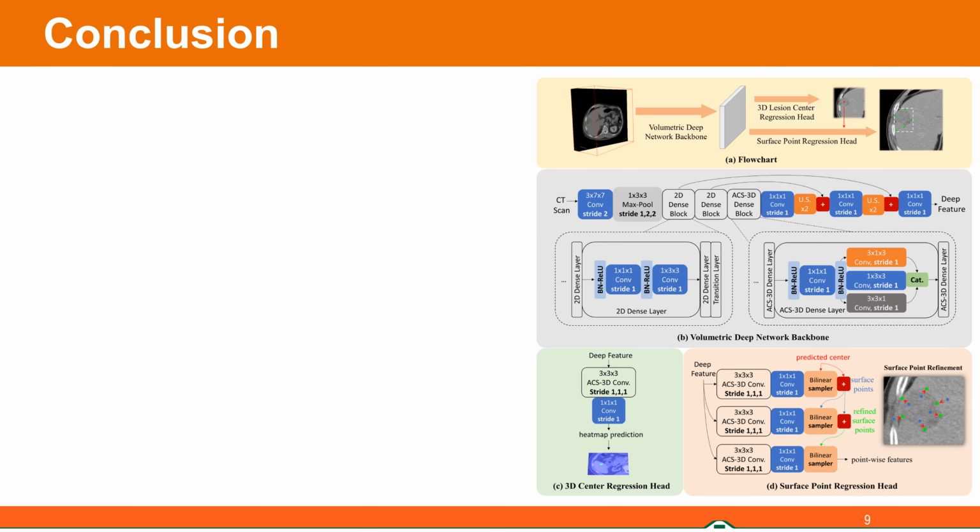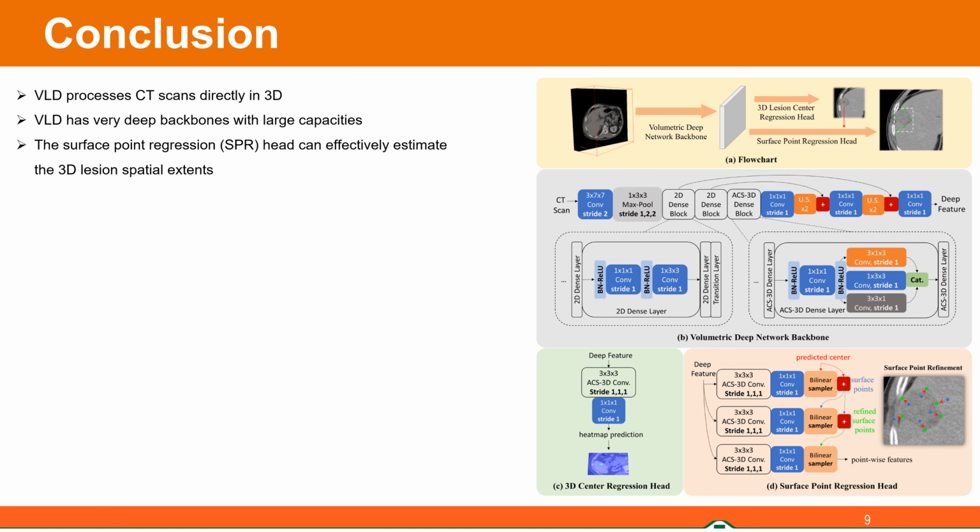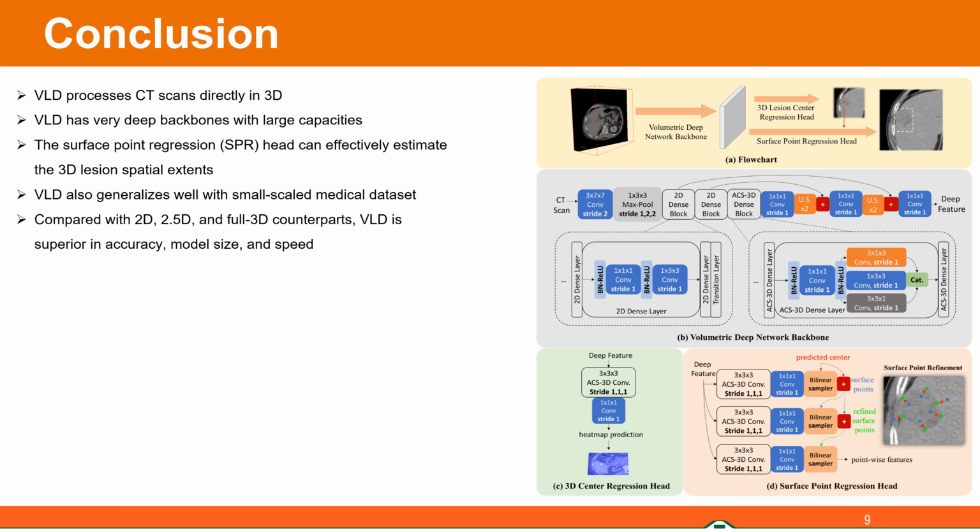In this work, we tackle challenges of lesion detection in CT scans by proposing a very deep volumetric lesion detection model, VLD. It processes CT scans directly in 3D. It has very deep backbones with large capacities. The surface point regression head can effectively estimate the 3D lesion spatial extents. VLD also generalizes well with small-scale medical datasets. Compared with 2D, 2.5D, and full 3D counterparts, VLD is superior in accuracy, model size, and speed. VLD also achieved new state-of-the-art performance on the large-scale NIH DeepLesion dataset.